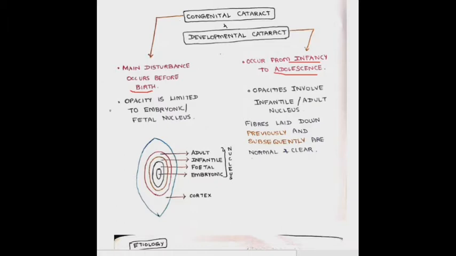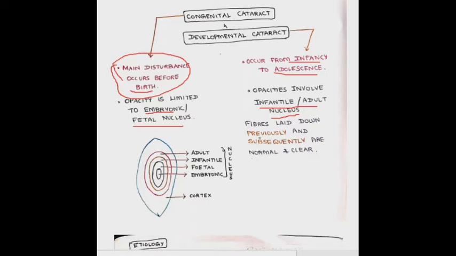In congenital cataract, the opacity is mainly limited to the embryonic and fetal nucleus, because before the time of birth and during the period from birth to first year, mostly the embryonic and fetal nucleus develops. So the opacity occurs in this nucleus in the congenital cataract. In case of developmental cataract, the opacity occurs in infantile and adult nucleus variety. So in both of these, the formed fibers are even opaque at the time of their formation. This makes them different from acquired cataract.